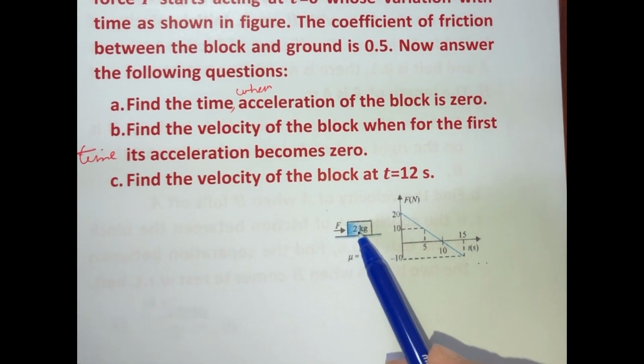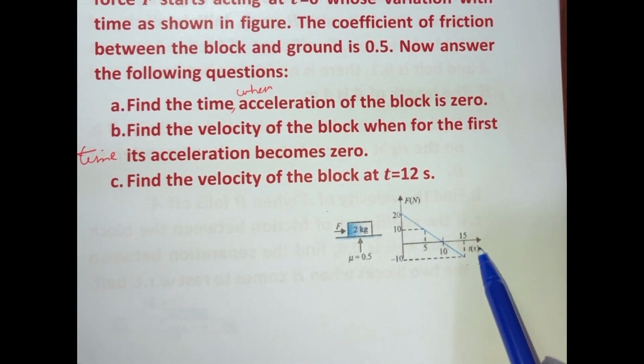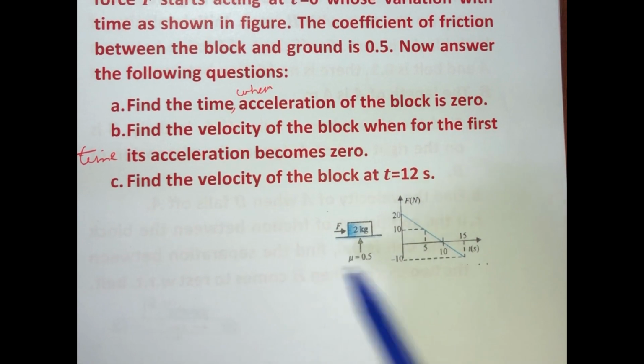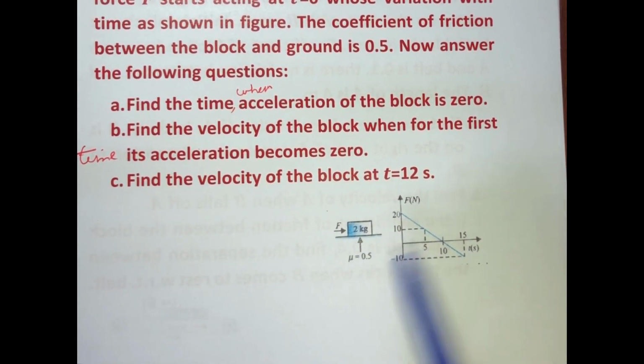So this is the block of 2 kg, the friction coefficient is 0.5, and force F is being applied from left to right. This is a graph between the force and the time, and we are going to answer all these three questions based on these two figures.